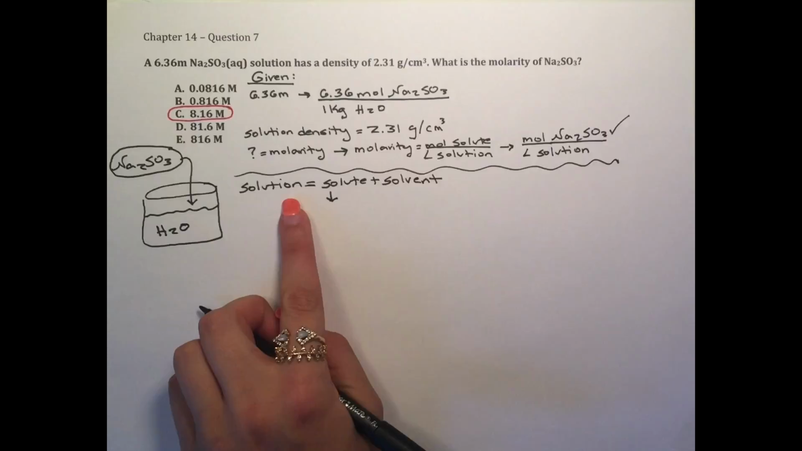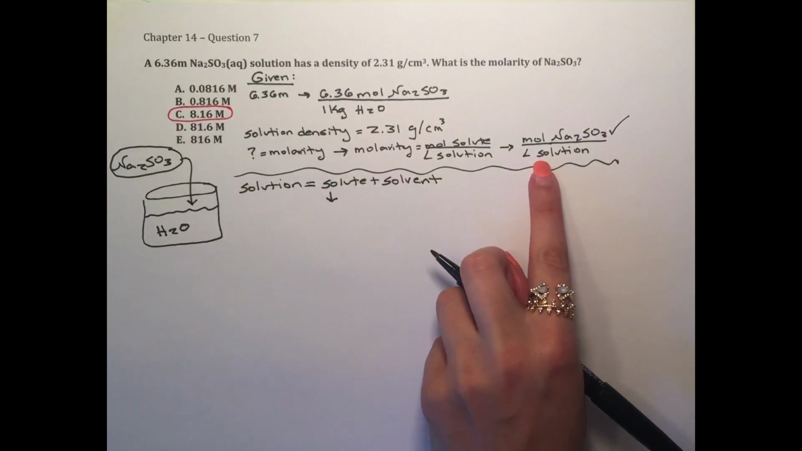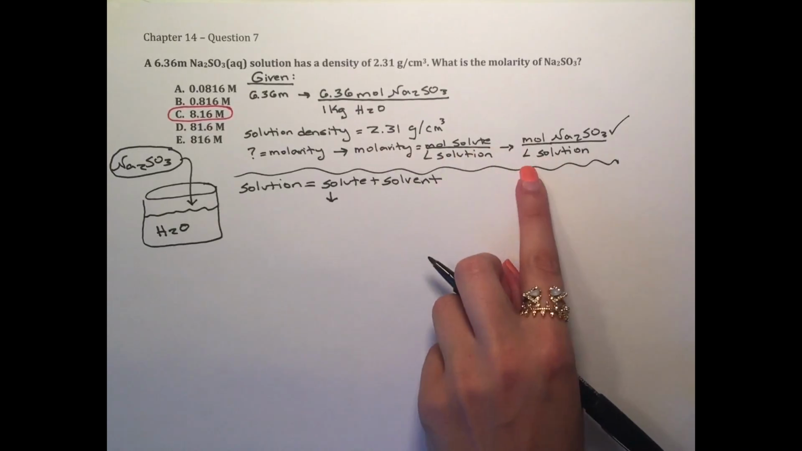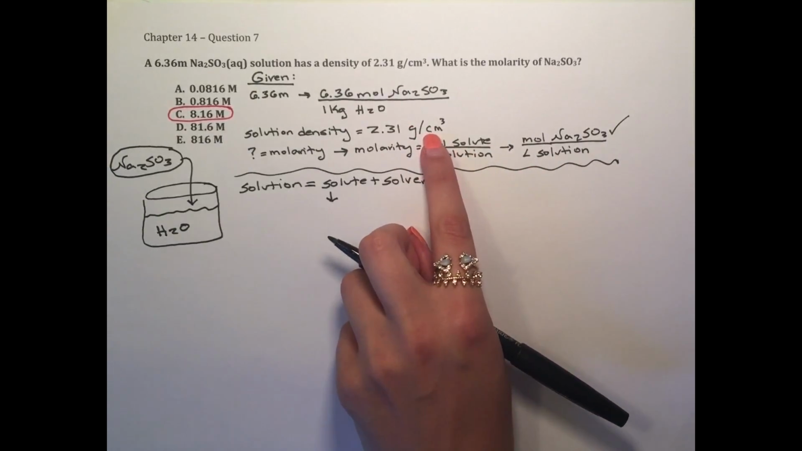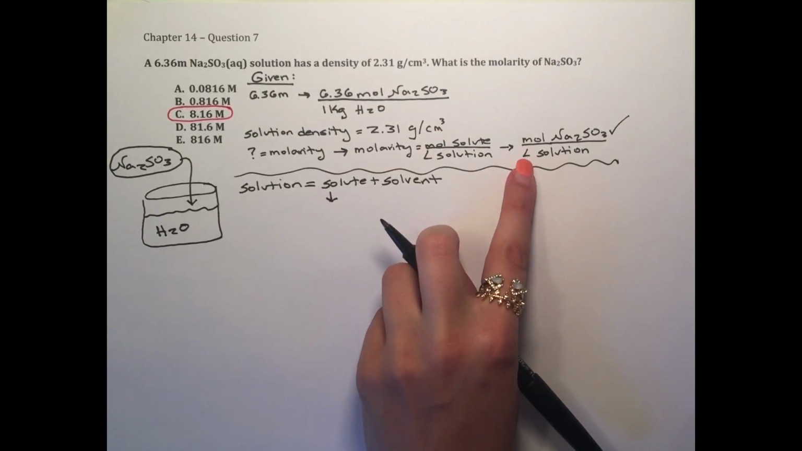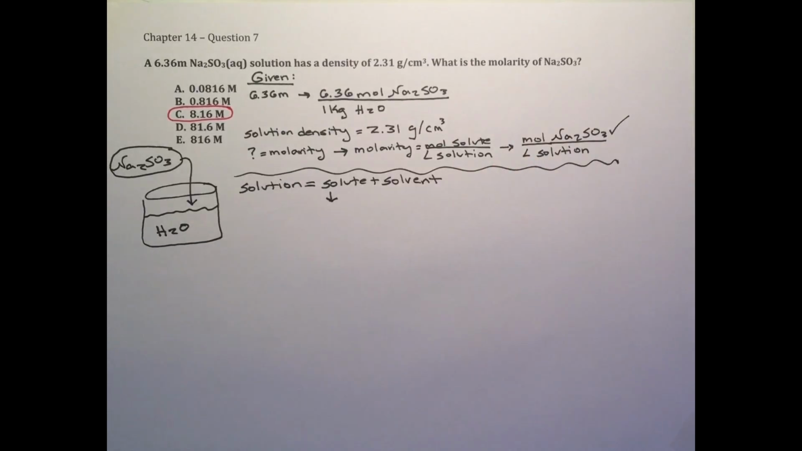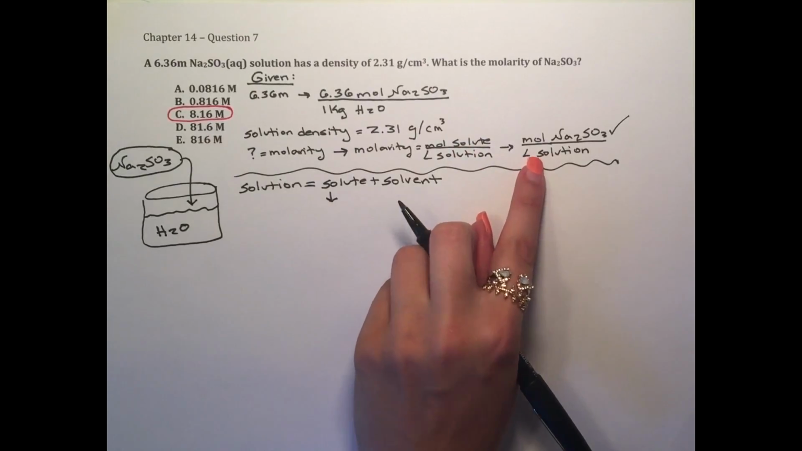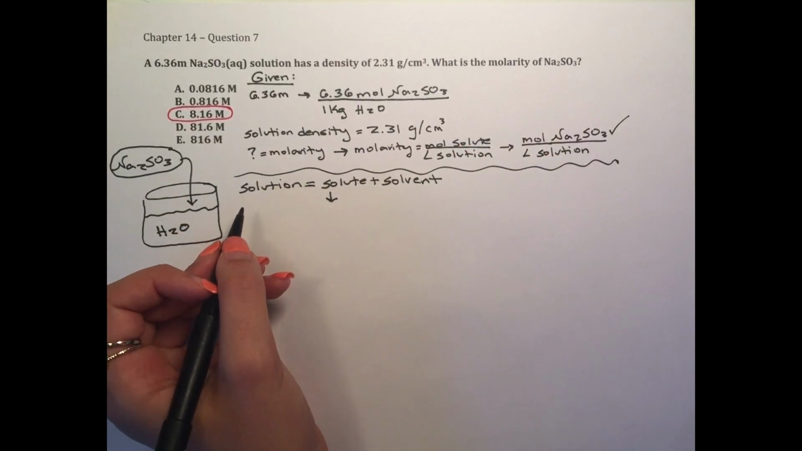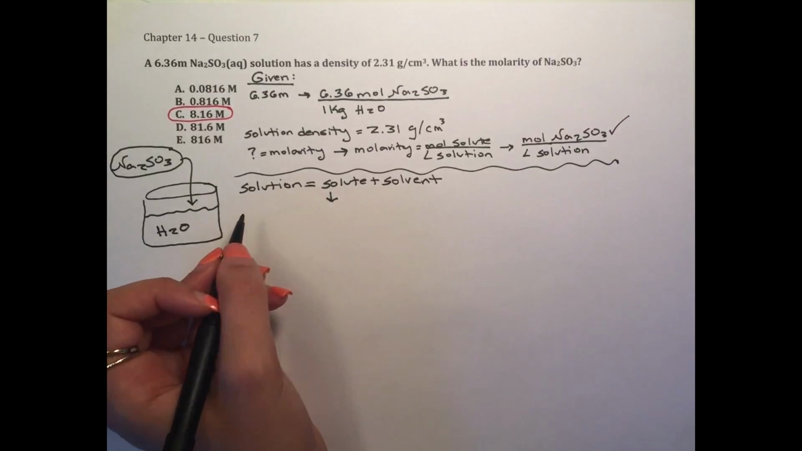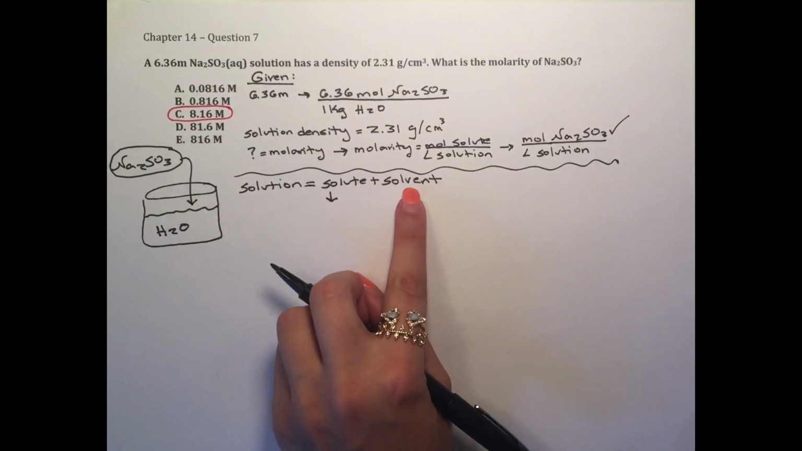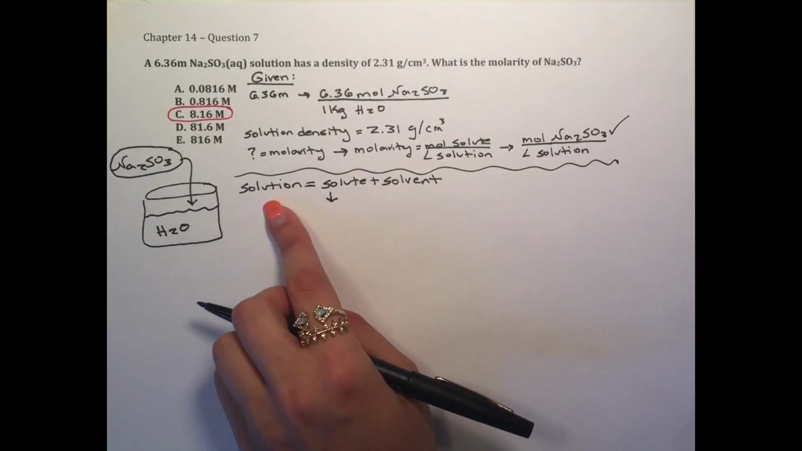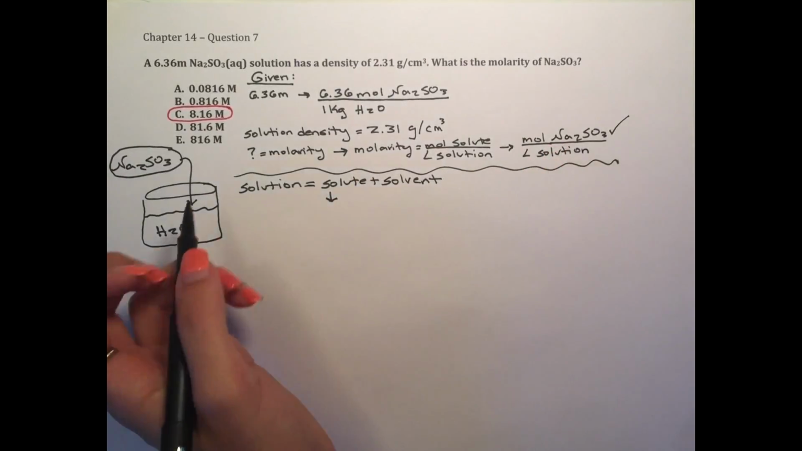Now we have to find a way to manipulate this equation in order to get to liters. And the only connection we can see to get to liters is centimeters cubed, because centimeters cubed is equal to milliliters. So if we can find our grams of solution, we'll be able to find our liters of solution. We weren't given grams of solution directly. So if we find our grams of solute and our grams of solvent, we can add them, find our grams of solution, and get to liters.